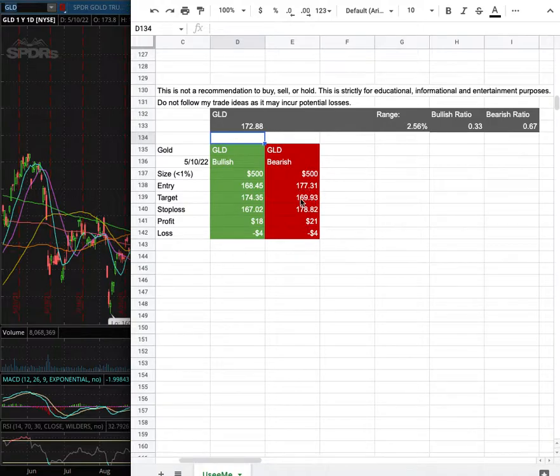If I were to open a short position, my entry is at $177.31, and my sell target is at $169.93. My stop loss is at $178.82. So how did I develop these trade ideas?